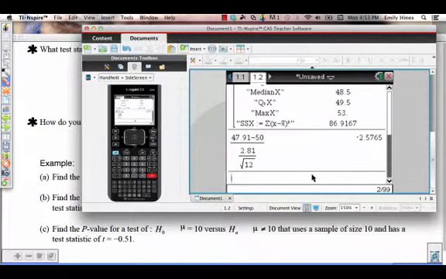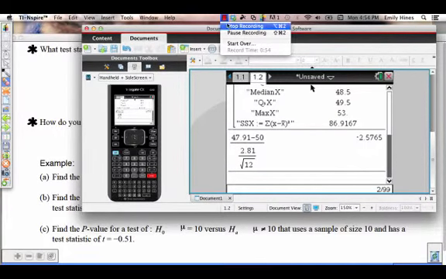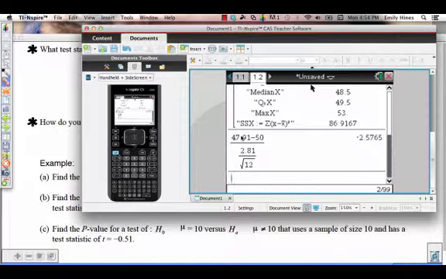And we get negative 2.5765. So you could say negative 2.57 or negative 2.58 would be the t-score. So negative 2.5765, you could say negative 2.57 or negative 2.58 would be the test statistic. Or you could call it the t-score. Not the z-score, but the t-score.